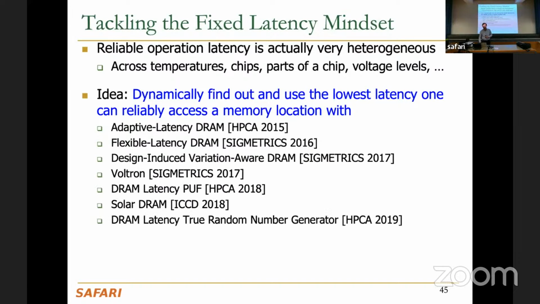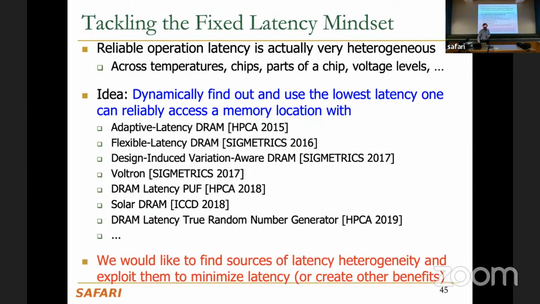And some of these will actually lead to very interesting things also, like true random number generators in DRAM, physical unclonable functions in DRAM, etc. So to be able to do this, of course, you need to identify the sources of latency heterogeneity, or difference in latency, and exploit them to minimize latency or create some other benefits.